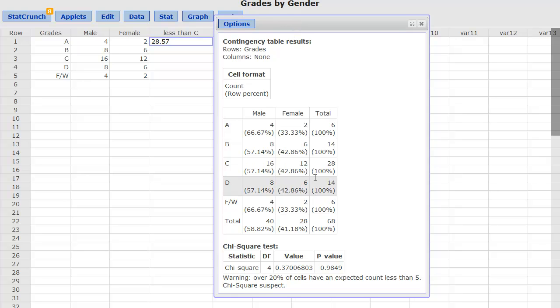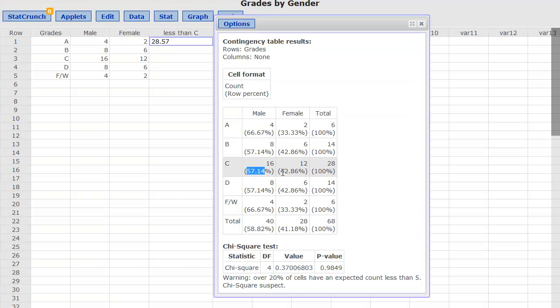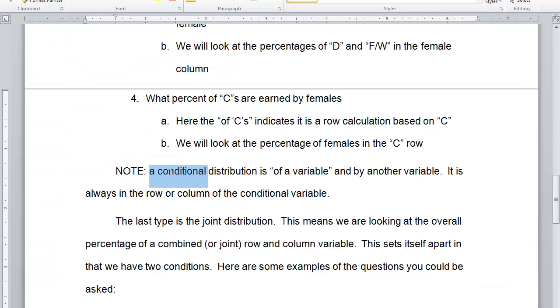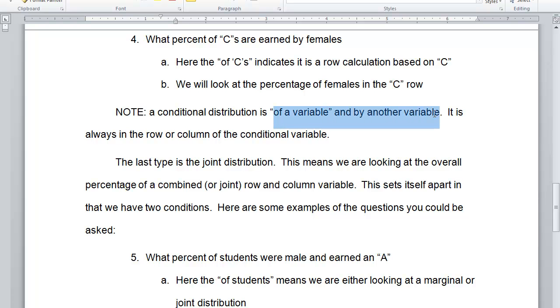And as I look at this, I can see now that the C row adds up to 100%. And I can see now that the females earned 42.86% of all the C's. Males earn the other 57.14% of the C's. So the answer to what percent of C's are earned by females is 42.86%, or whatever decimal place your teacher is asking for. Okay? Now note, a conditional distribution is of a variable and by another variable. So you can see of C's, that's a variable. Of females, you know, that's a variable. Okay? And so you've got a variable and another variable.